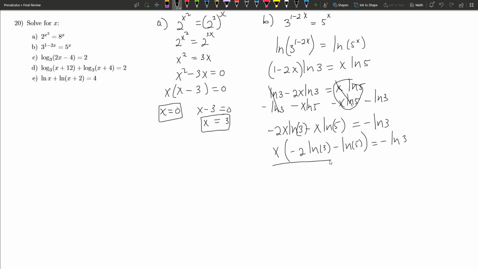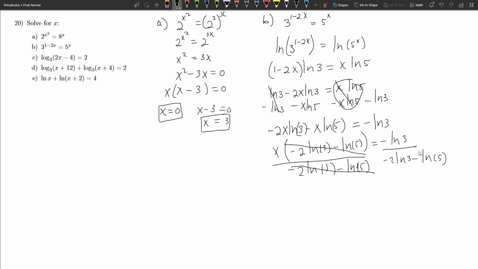To get that x by itself, let's just divide both sides by negative 2 ln of 3 minus ln of 5. And I'm doing that on both sides. So negative 2 ln of 3 minus ln of 5, and this entire thing divides out. And we remember this as our answer.